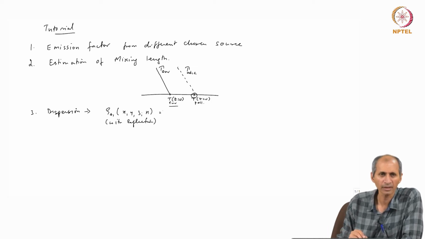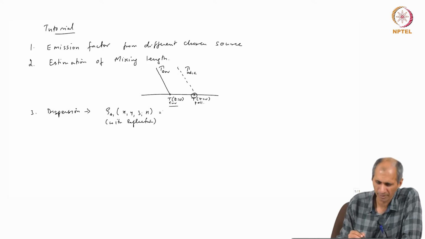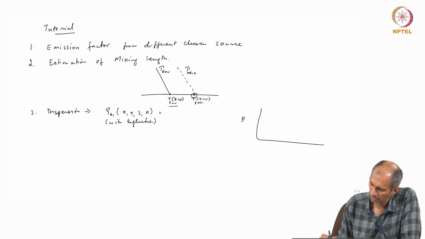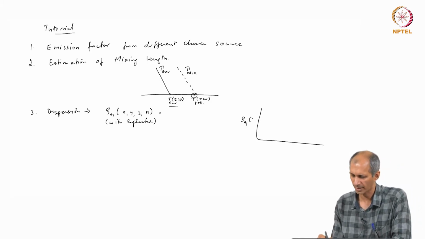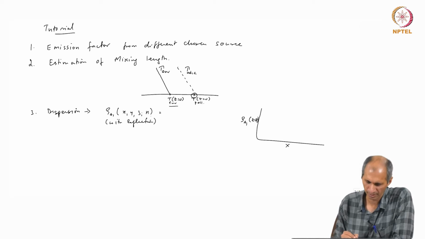One of the things I have asked in the problem is, for a given set of conditions and a certain stability class, you have to estimate the stability class for this particular problem. What we are asking is rho a1 at some height, I think z equals 1 or 2 meters or some such thing, as a function of x, which means you have to calculate rho a1 x, y, z, h.